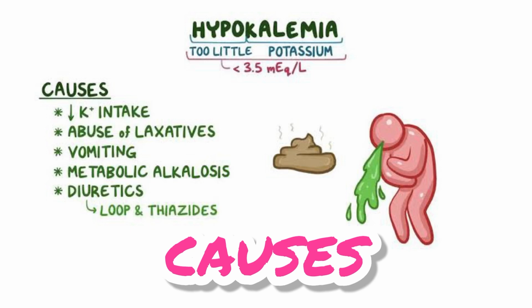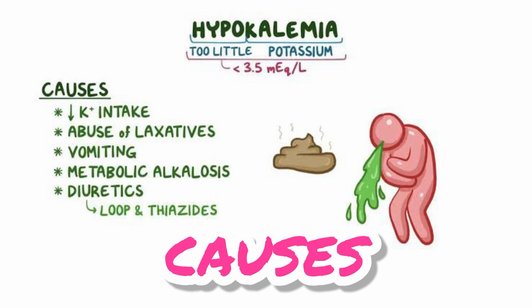Then comes metabolic alkalosis. As I already discussed in the previous video on hyperkalemia, if metabolic acidosis is there in the patient, then the patient will go into hyperkalemia, and if metabolic alkalosis is there, then the patient will get hypokalemia. So this is the main difference, because in hyperkalemia metabolic acidosis is the main cause. In the same way, in hypokalemia metabolic alkalosis is the main cause.